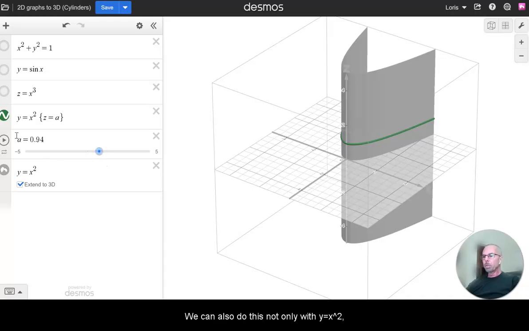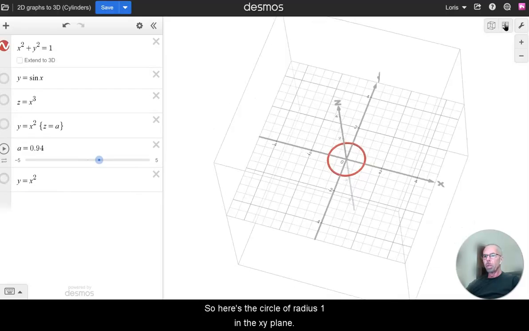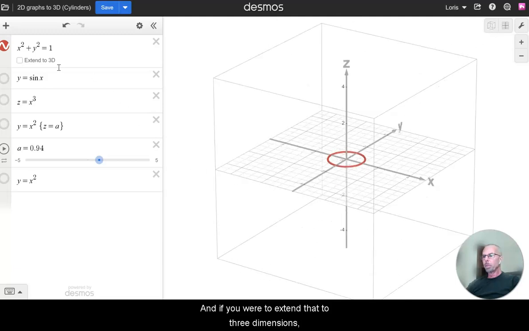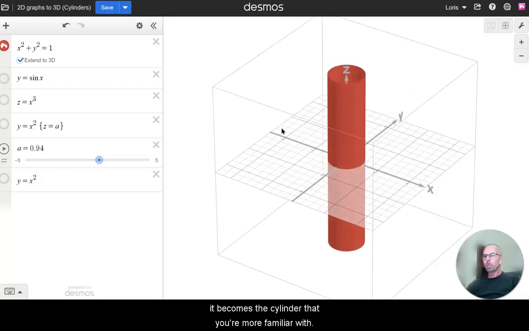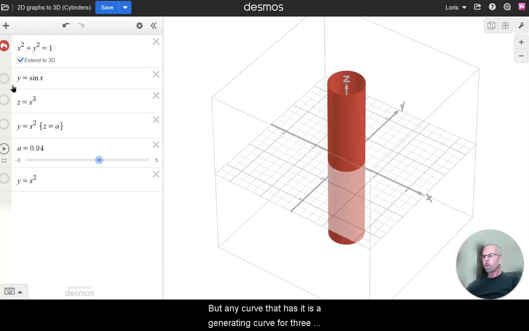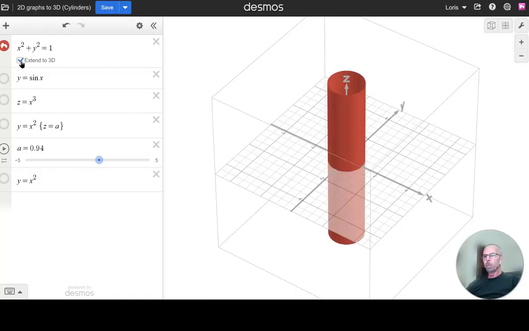You can also do this not only with y equals x squared, but you can do it for, for example, a circle. So here's the circle of radius 1 in the xy plane. And if you were to extend that to 3 dimensions, it becomes the cylinder that you're more familiar with. But any curve that is a generating curve for a 3-dimensional surface, the surface itself is called a cylinder.